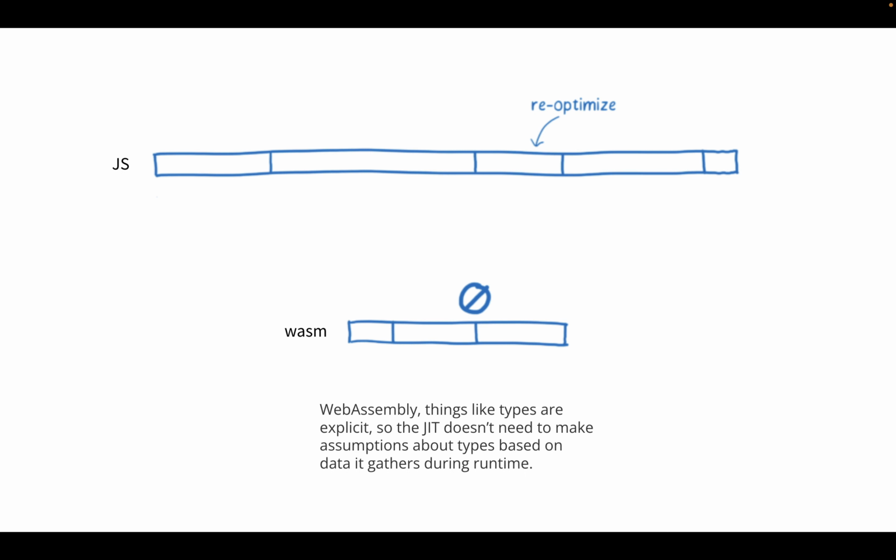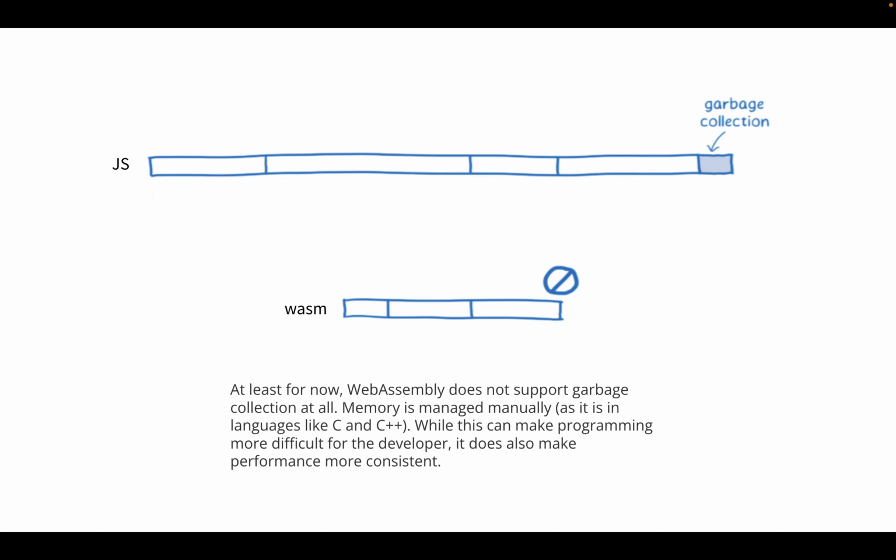Because we are coding in C, C++, Rust, Zig, and other strictly typed languages, and we are generating wasm files from those languages, we don't need to spend time on the re-optimizing part as we do in the JS world, because everything is any and nothing is guaranteed.